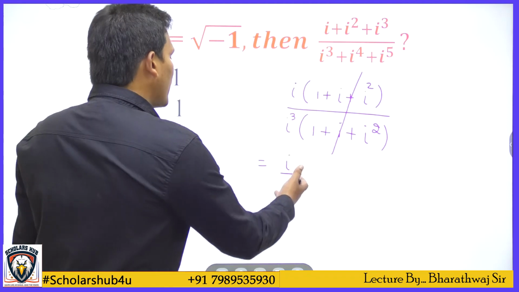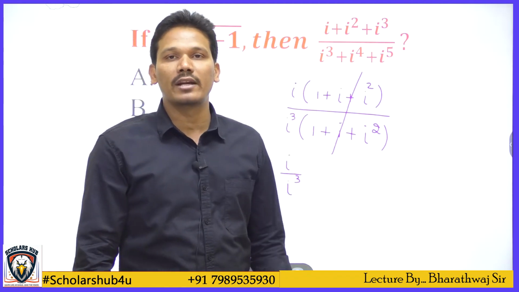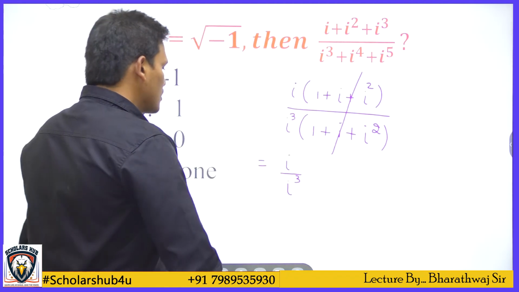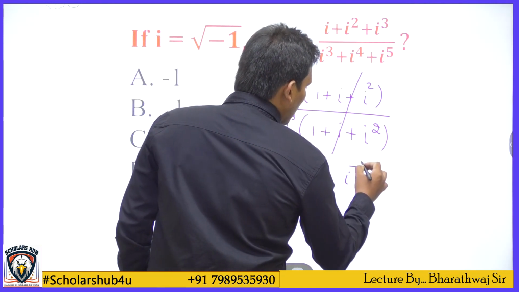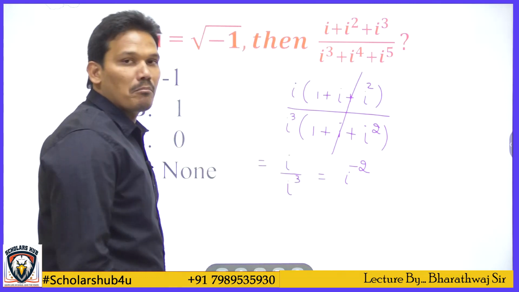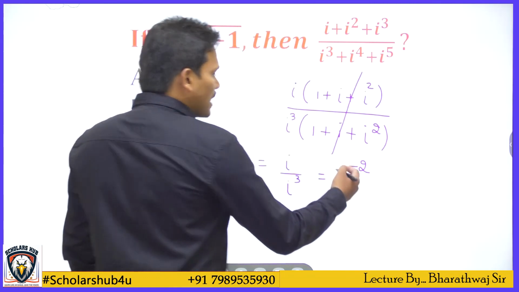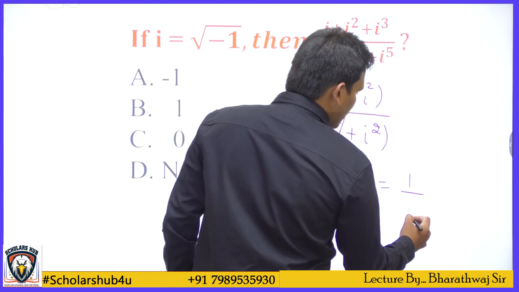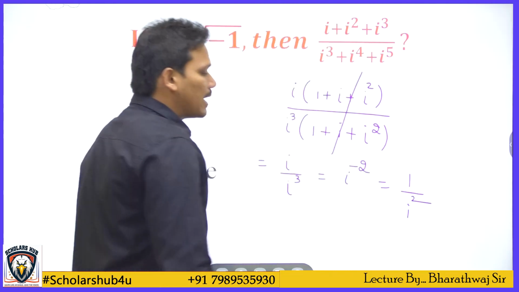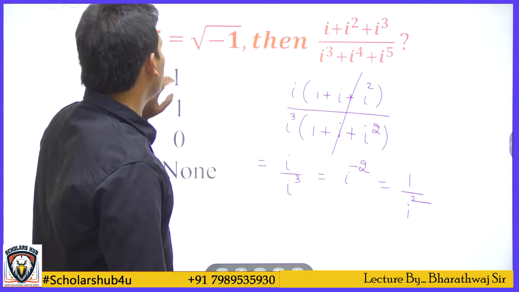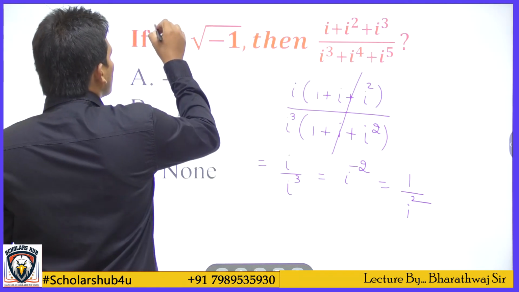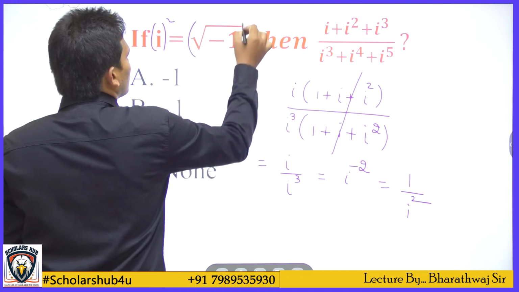You can use the identity a power m by a power n equals a power m minus n. If you apply that identity, you will get i power minus 2. This i power minus 2 can be written as 1 by i square. Already he has given that i is equal to root of minus 1, so apply square on both sides.